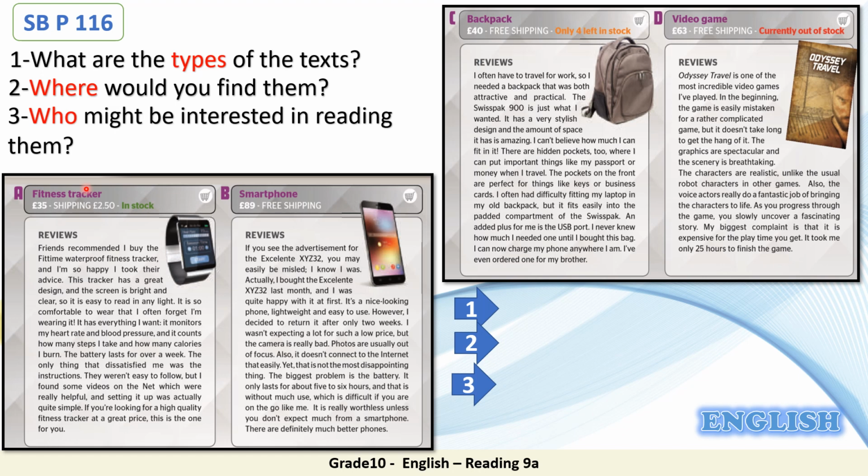Let's correct. So, what type of texts are they? Excellent. As you can see, we have reviews here, in text A, in text B, in text C, and also in text D. So we are talking about reviews of the shown products. Product number 1 is a fitness tracker. Number 2, a smartphone, a backpack here, and a video game there.